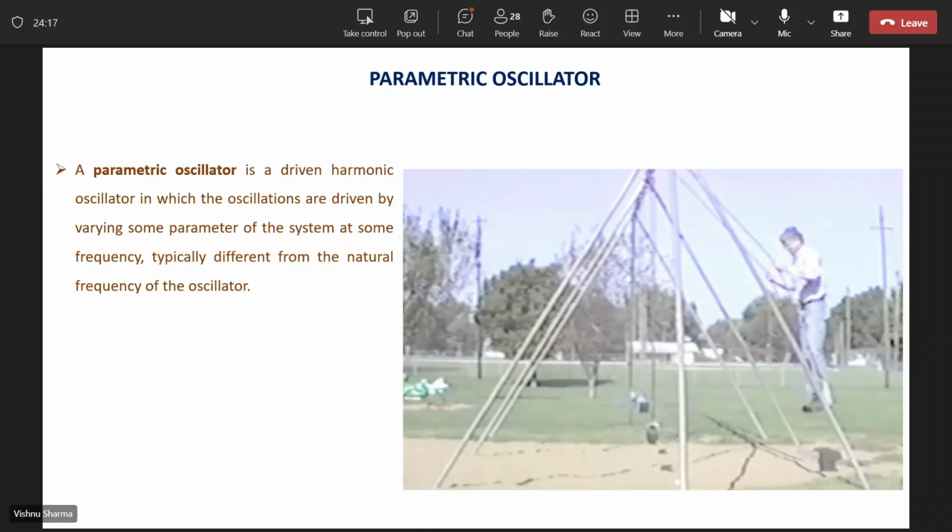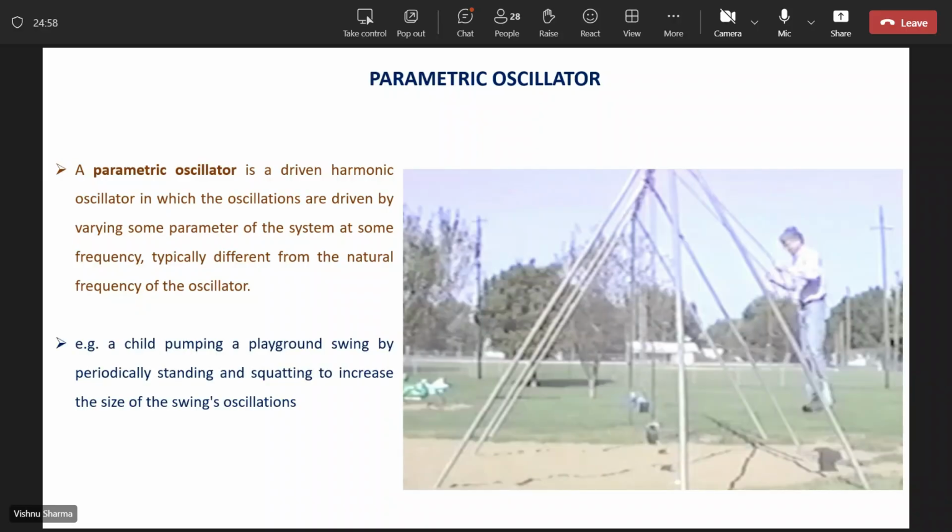A parametric oscillator, it's again a physics concept, guys. A parametric oscillator is a driven harmonic oscillator in which oscillations are driven by varying some parameter of the system at some frequency, typically different from the natural frequency of the oscillator. In this case, you see how many times did the person pump in one oscillation? He pumped twice. So the parameters were being changed twice in one oscillation. So typically it is different from the natural frequency of the oscillator.